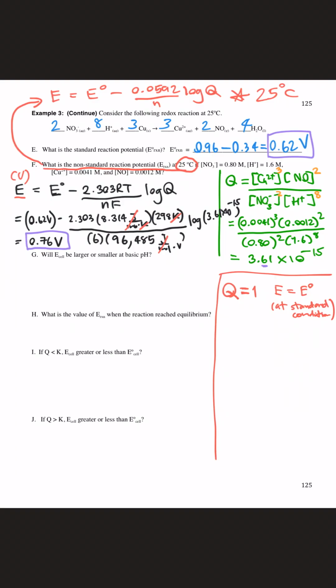Next, what happens when Q is less than 1? When Q is a lot less than 1, for example what we see here, this indicates that at this point the reaction contains less of the product but more of the reactant, right?